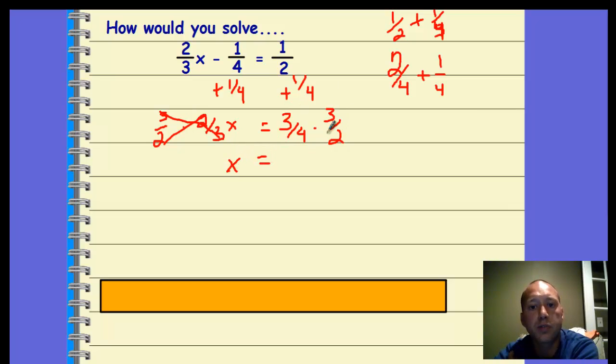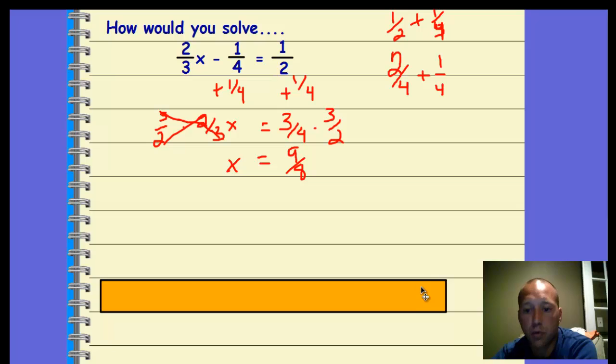Now we got to review how to multiply. When I look at multiplying fractions, I would look to see if I can reduce anything from the numerators and the denominators. And I can't here. So then we just multiply straight across. 3 times 3 would be 9. 4 times 2 is 8. So we have 9/8 or 1 1/8. So that worked fine. Not too hard.